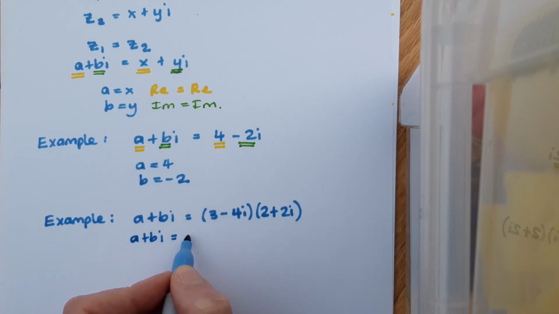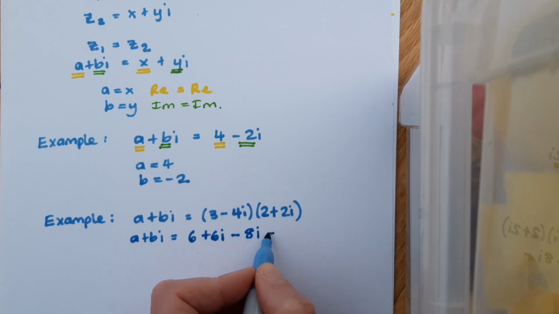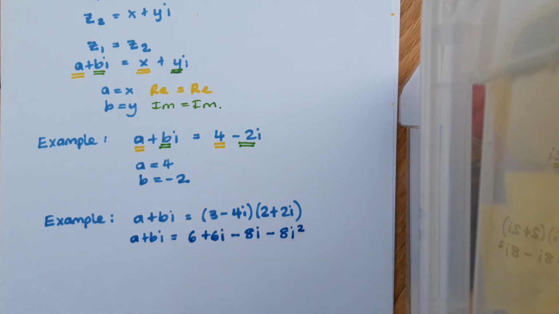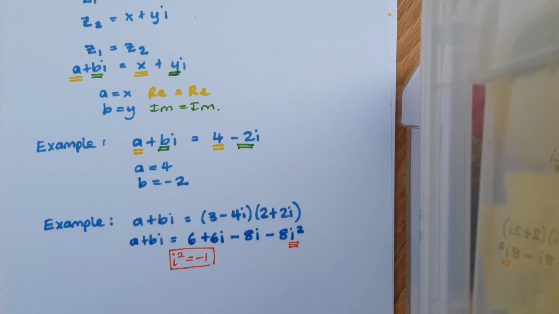So I'm going to have 3 by 2 is 6, and 3 by 2i is 6i, minus 4i by 2 is minus 8i, and minus 4i by 2i is minus 8i squared. At this point, we notice that we have an i squared. Don't forget, whenever you have an i squared, it equals minus 1, which is a key piece of information in complex numbers. So a little bit of a tidy up then.